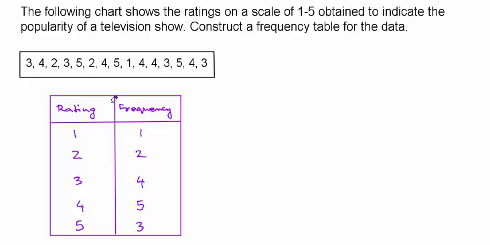And the table obviously is a well organized form of this piece of data. And we can clearly see that because there are more number of 3s and 4s and 5s, there are only 3 1s and 2s, this particular television show seems to be pretty popular. Only a few people have said that they do not like this particular show. That's how you organize data.